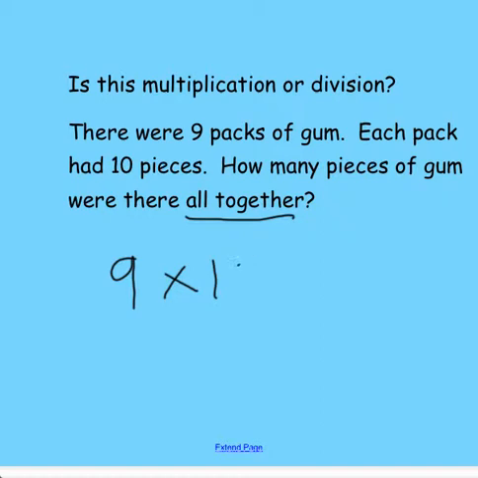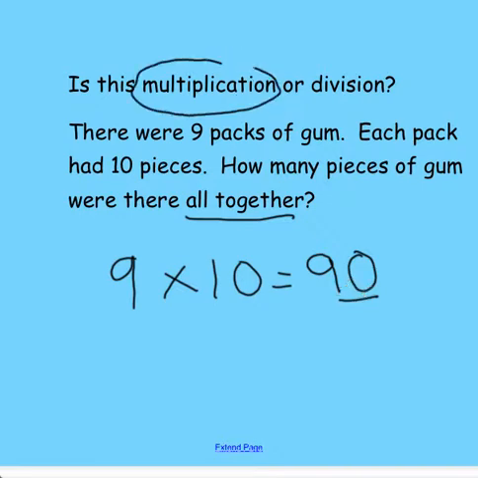If I have 9 packs of gum, and each of those packs has 10 pieces, this would be 9 times 10. All together, they would have a total of 90 pieces of gum. That is a very large answer. So again, we're going from small groups to one big group at the end. This is multiplication.